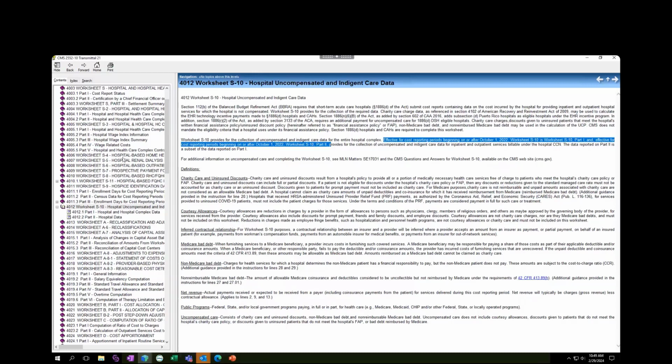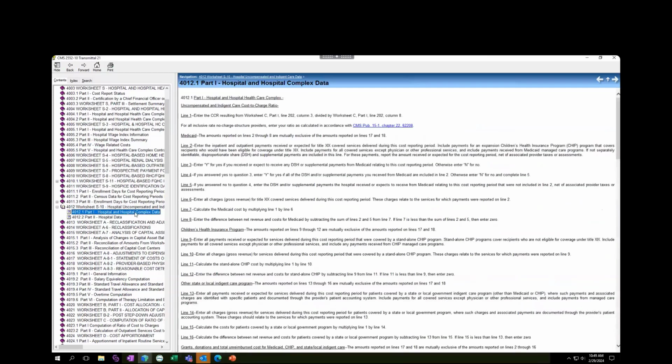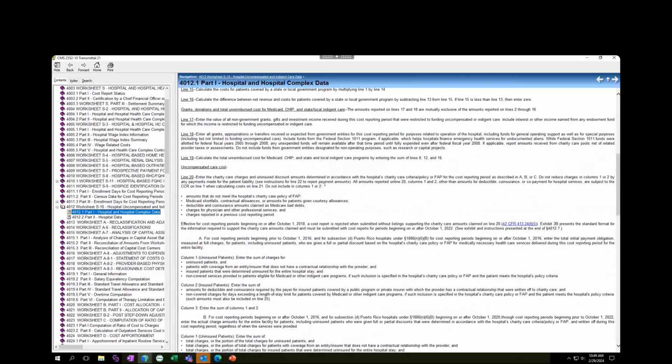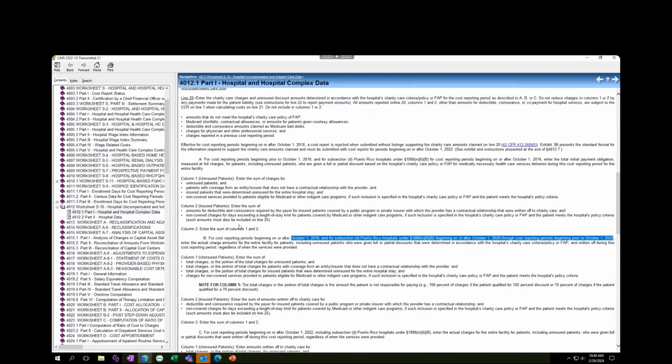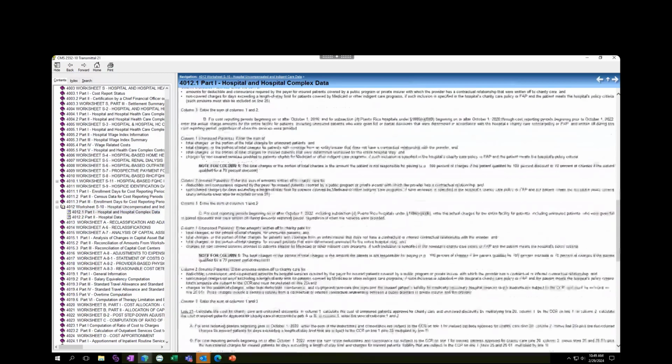So I'll get back to that here in just a second. I jumped ahead a little bit. But part 1, these are the instructions that we're concerned with at this point. And my point about the time frames, if you look at line 20, you'll see here they have a 10-1-16 set of instructions. It's labeled as A. B is your 10-1-16 through 9/30/22 actually. A was pre 10-1-16. This is the middle range. And then C is for 10-1-22 and after.